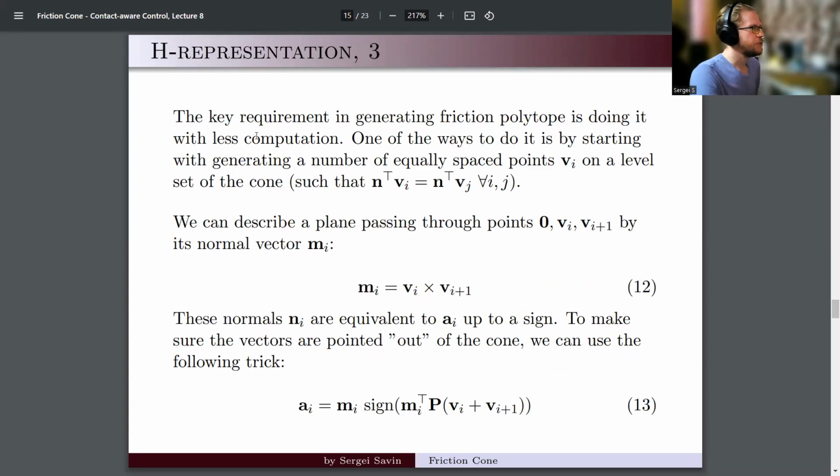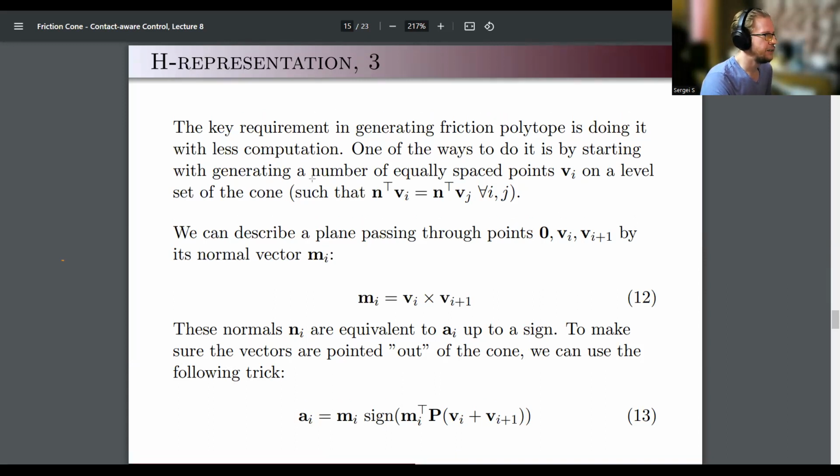Okay. So now the key requirement for us is to do as little computation as possible. There are hundreds of ways to do it easily with more computations, but we want to avoid more computations because we have to construct it online, right? So one way of doing it is by starting with generating points V sub i on a level set of a cone. So let me remind you what I'm talking about.